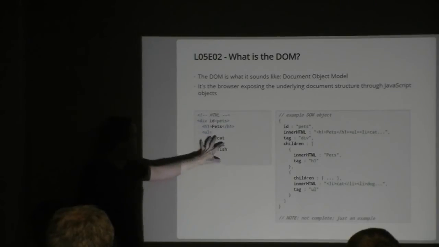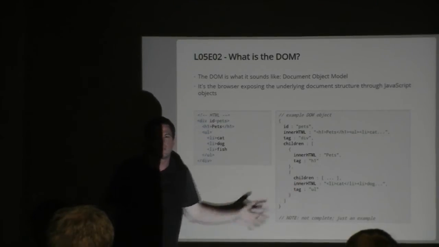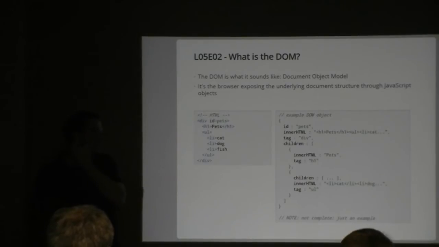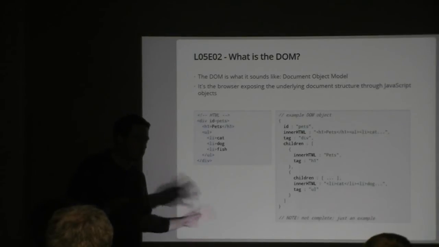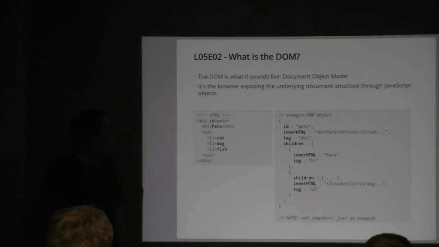So everyone see how this is a data structure and this is a data structure? This is how the browser exposes the underlying structure to you programmatically. That's what the DOM is. That's all you need to know. Except that it's inconsistent, but we'll talk about that.